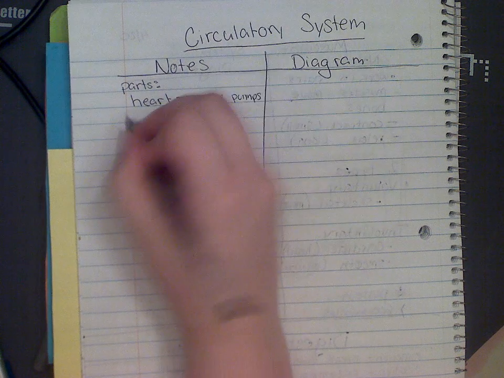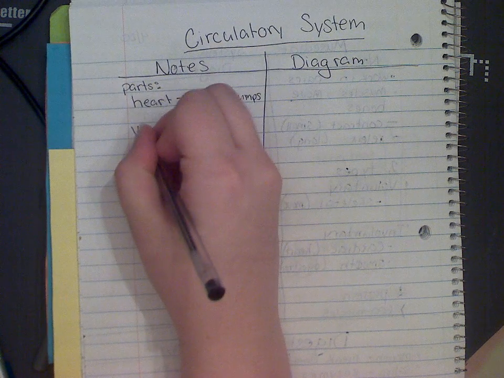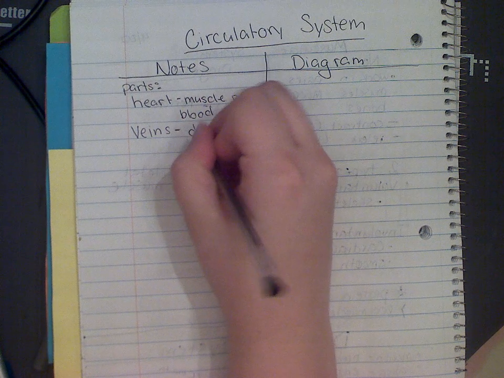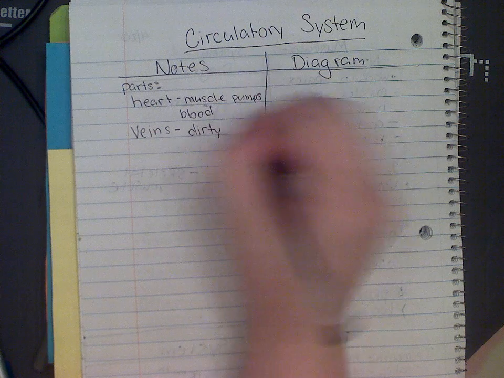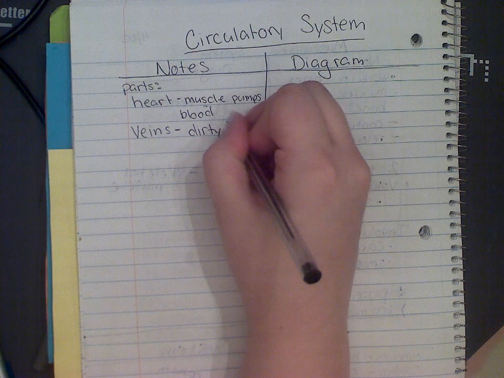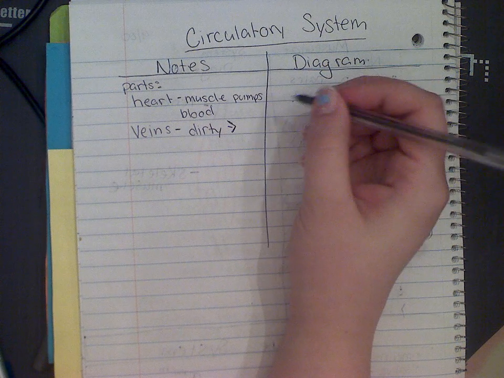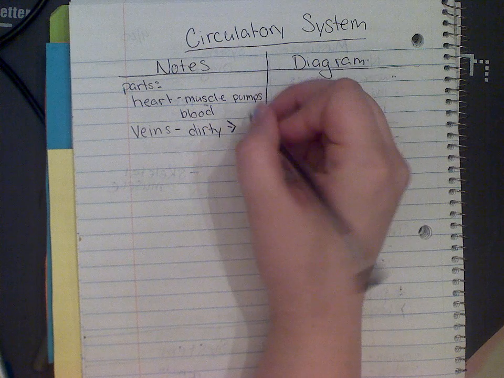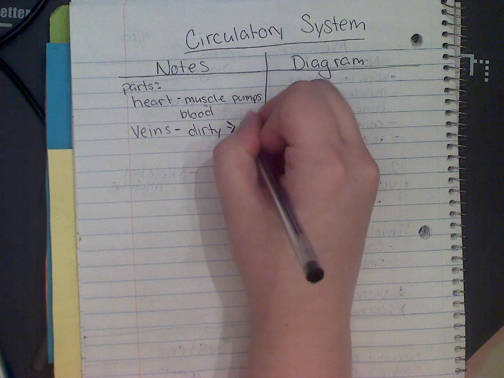Okay. Then you have your veins, and the veins take the dirty blood to the heart. Now your blood isn't dirty like it rolled in the mud. It's dirty because it no longer has oxygen and it's carrying anything in your body that your body needs to get rid of. And the veins take the dirty blood to the heart.